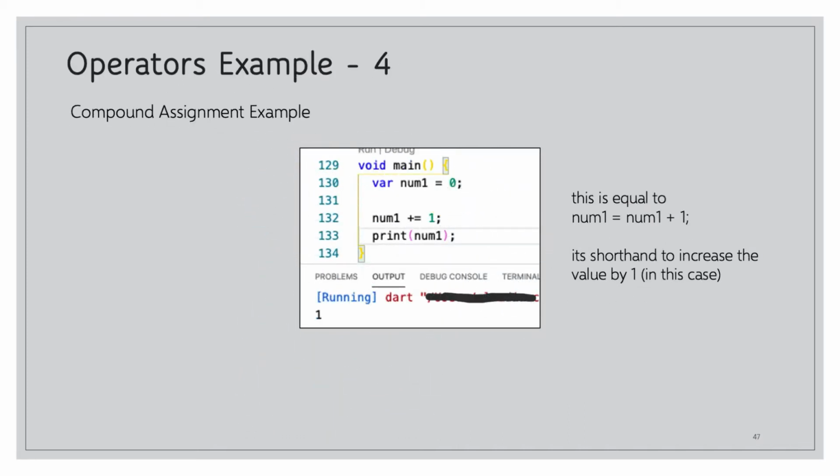Okay, the compound assignment operator. This, every single programming language that I've learned has. So this is something good to keep in mind. We have var num1 equals 0. Then we have num1 plus equals 1. This is equivalent to num1 equals num1 plus 1. And you can do this with subtraction, multiplication, etc. It's a shorthand to increase the value of your variable by 1 in this particular case. We can do num1 plus equals 2 or any other value. It doesn't matter.